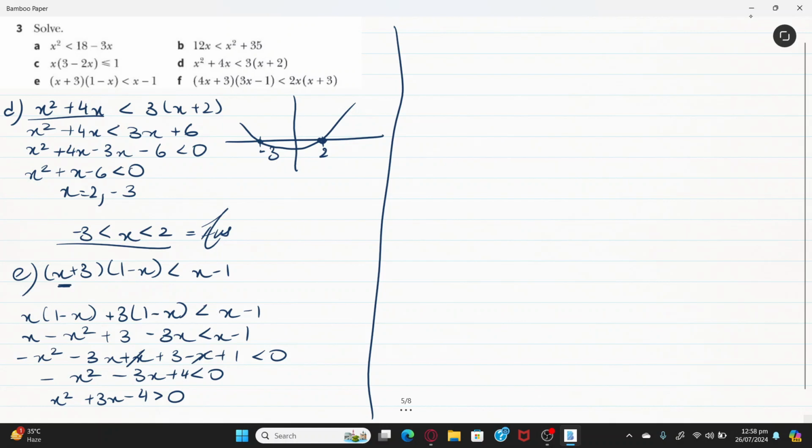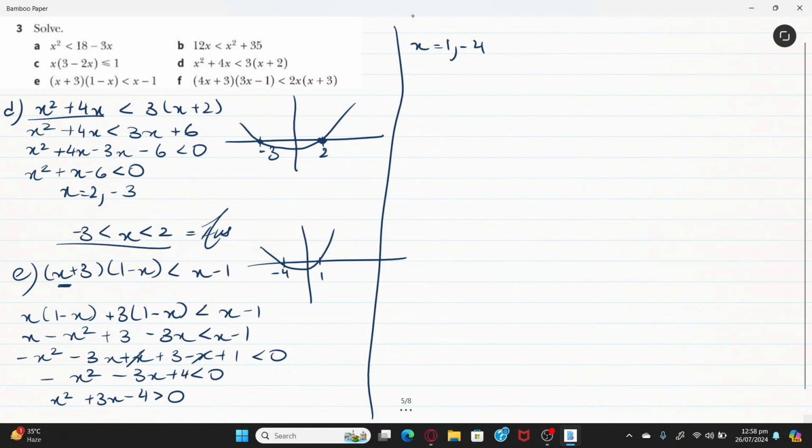So again, we draw a small graph to visualize and make our life easier. Before we do that, we find the values. So x squared plus 3x minus 4 gives us 1, positive 3, and negative 4. That equals 0 at x equals 1 and x equals negative 4. So between negative 4 and 1, you're going to get a parabola like this. This is not accurate, it's just an approximation.